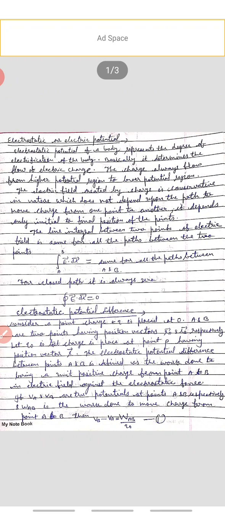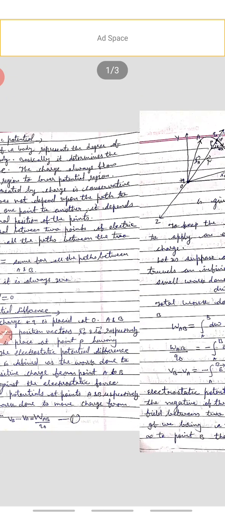Now, if VA and VB are the potentials at point A and B respectively, and WAB is the work done to move charge from point A to B, then VB minus VA is equal to WAB divided by Q naught according to the definition. VB minus VA is equal to WAB divided by Q naught. This is the potential difference.